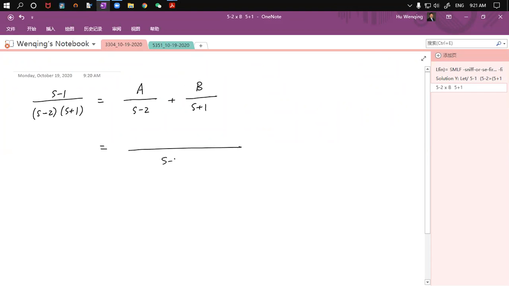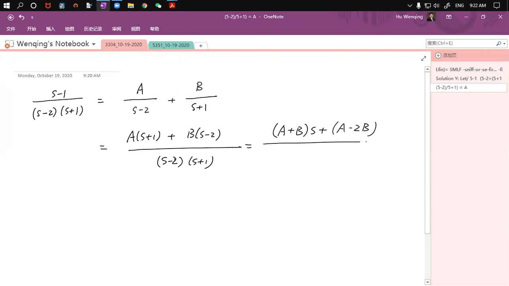Well, as I said, you can use the method of undetermined coefficients, so that this is A multiplied by s plus 1 plus B multiplied by s minus 2. So that's going to be A plus B multiplied by s plus A minus 2 times B, divided by s minus 2 and s plus 1. As long as you have this, your relations become A plus B is equal to 1, and A minus 2 times B is equal to minus 1. That's the scenario from which you can solve for A and B.